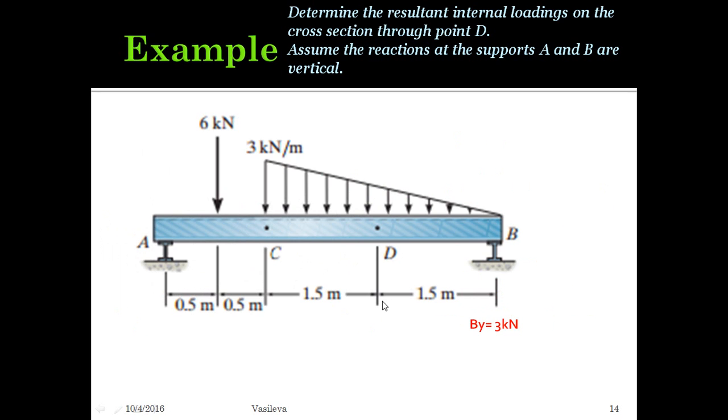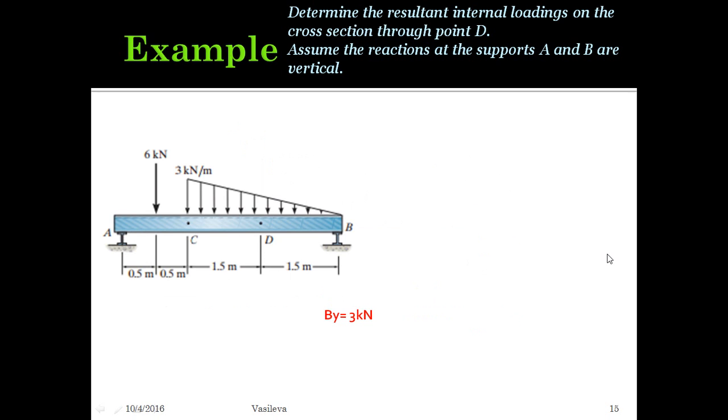So now that we found BY, they ask us to determine the internal loadings at point D. Here I need to decide, do I want to consider everything to the right or to the left? Well, I'm going to consider everything to the right because the distributed load is a simple triangle, whereas everything to the left ends up being a triangle with a rectangle. So it just becomes too complex. So we pick everything to the right of D.